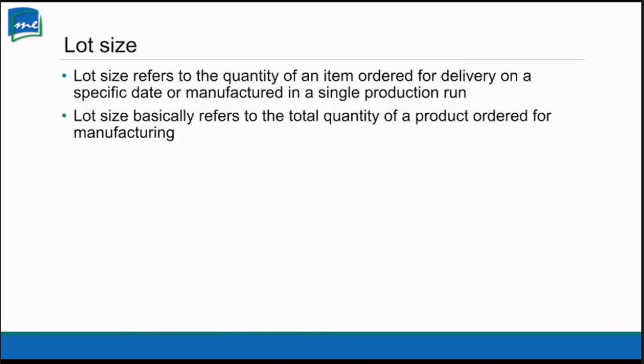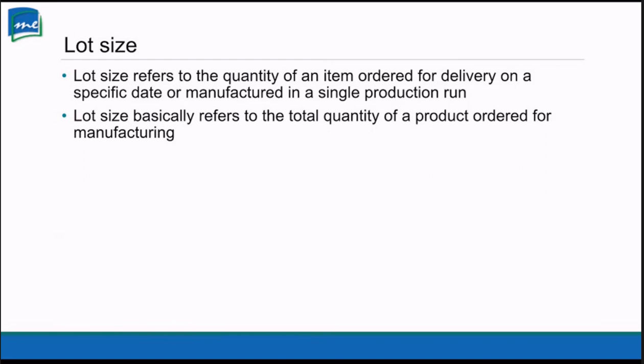The second word is the lot size. The lot size refers to the quantity of an item ordered for a delivery on a specific date or manufactured in a single production run. So this is how much you can obtain if you place an order, or how much you can obtain if you produce in a single run. In general, this is the quantity of units you can have.